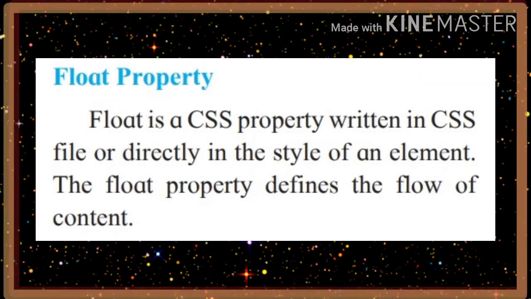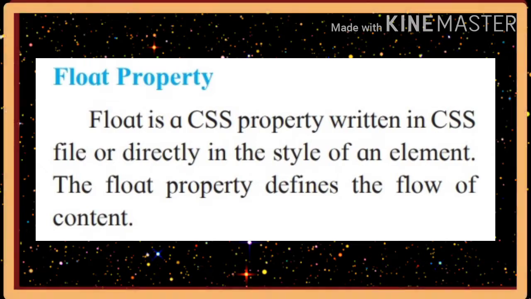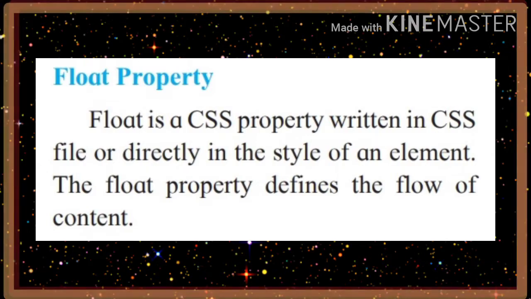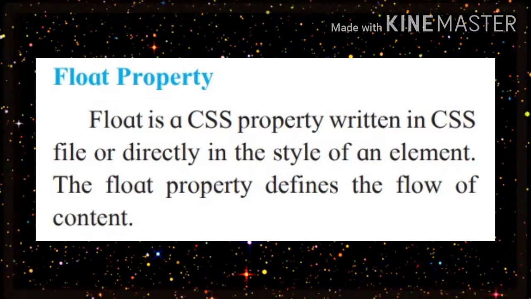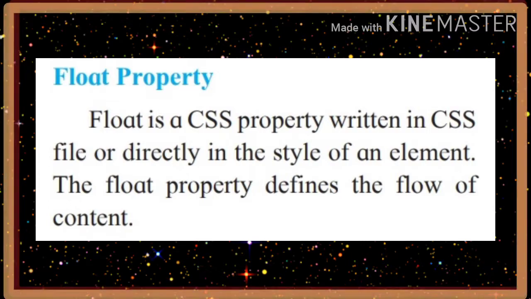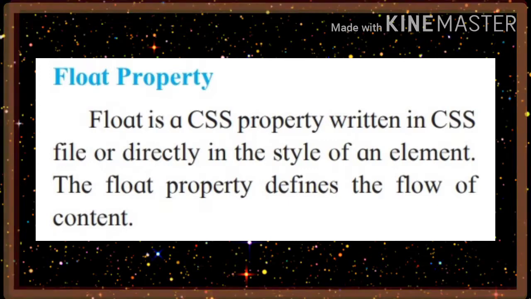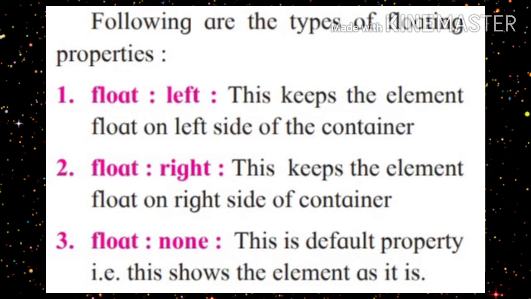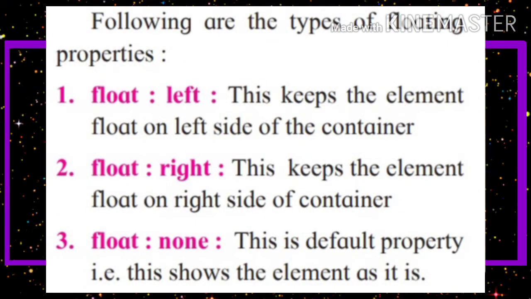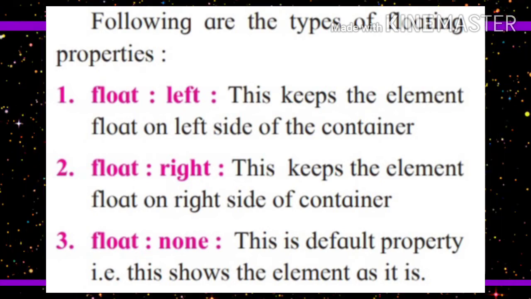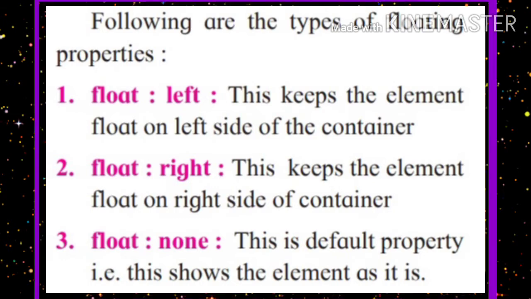Float property. Float is a CSS property written in the CSS file in the style of an element. The float property defines the flow of contents. Now we see the types of floating properties. There are 3 types. First is float left, second is float right, and third is float none.